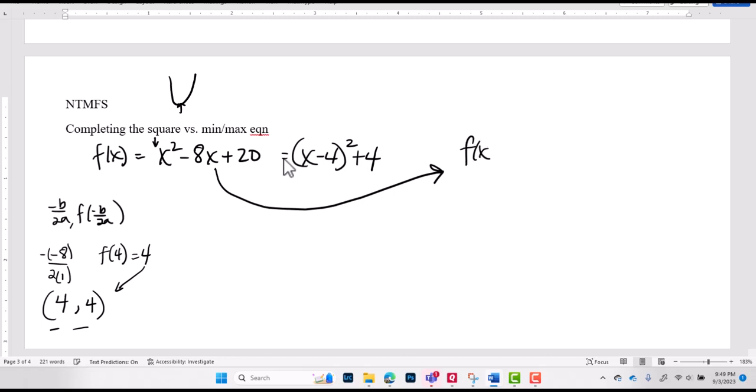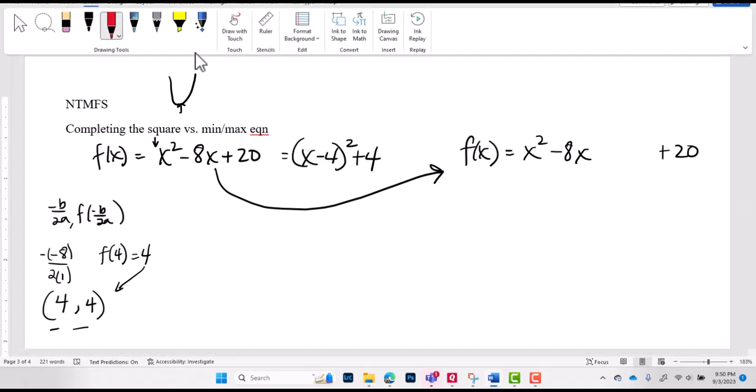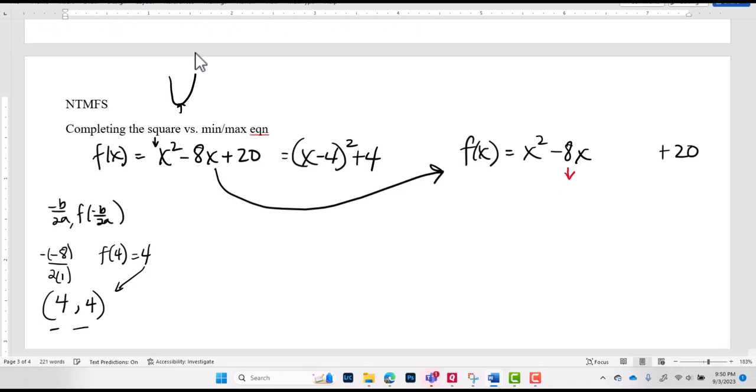So we've got the function value, and I'm going to turn it into the vertex form of the equation. So I've got x squared minus 8x, and I'm going to put the 20 over here, and let's do the good old completing the square. So when we do that, remember we cut it in half, and we square it. So I know my binomial is going to be x minus 4.